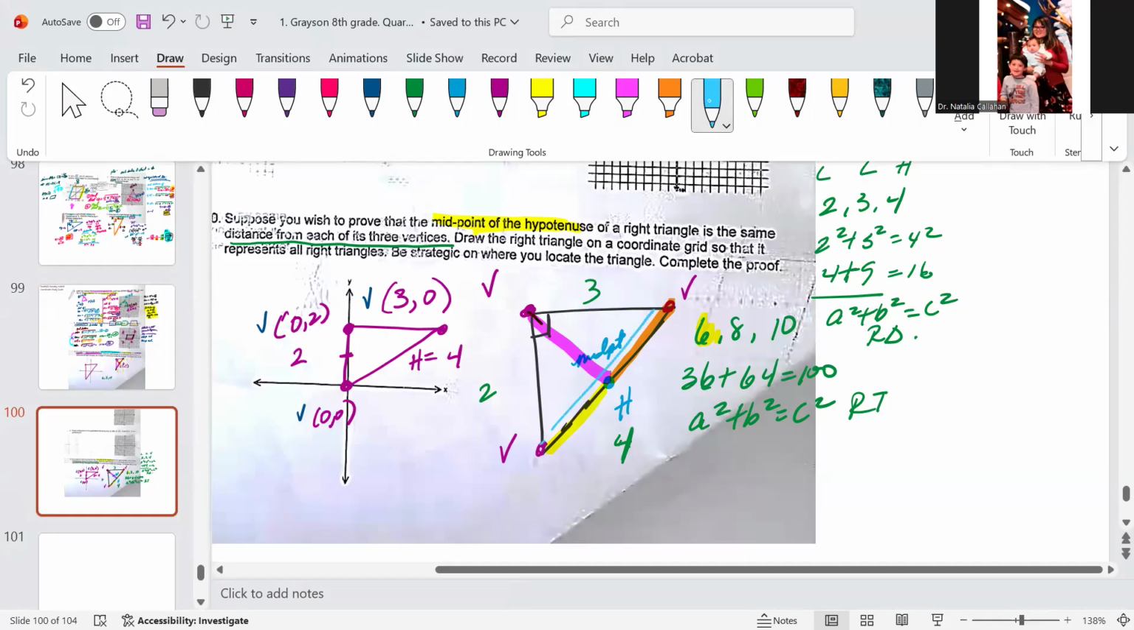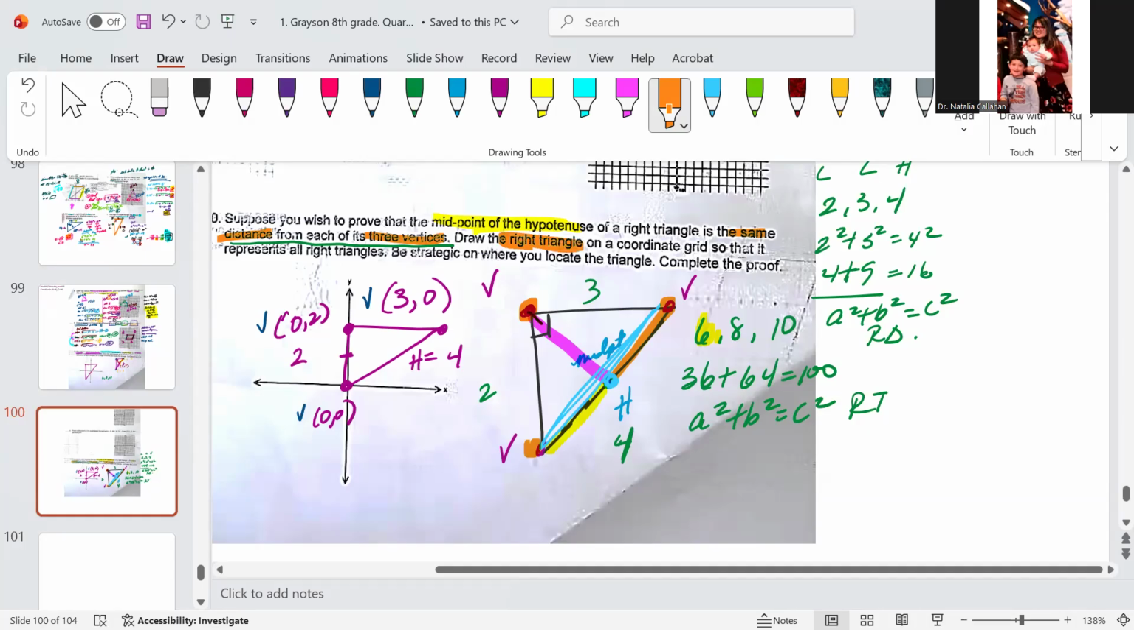The hypotenuse is this blue line right here. It's the longest side of a triangle, correct? Here's the midpoint. You want to prove that that midpoint is the same distance from the three vertices. Here's 1, 2, and 3. Do you see that? So the distance from the three vertices is this pink line, the yellow line, and the orange line. Okay, so you have to draw a right triangle.